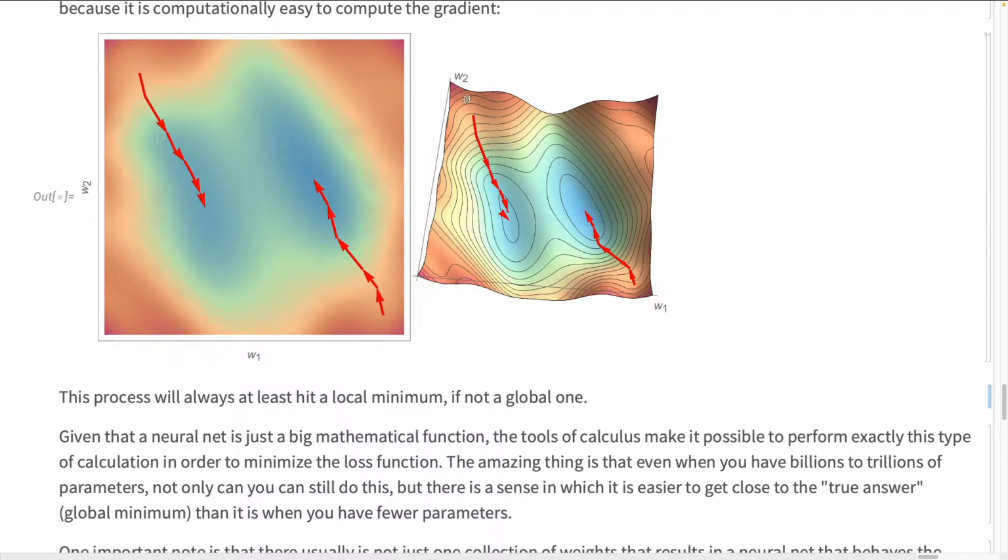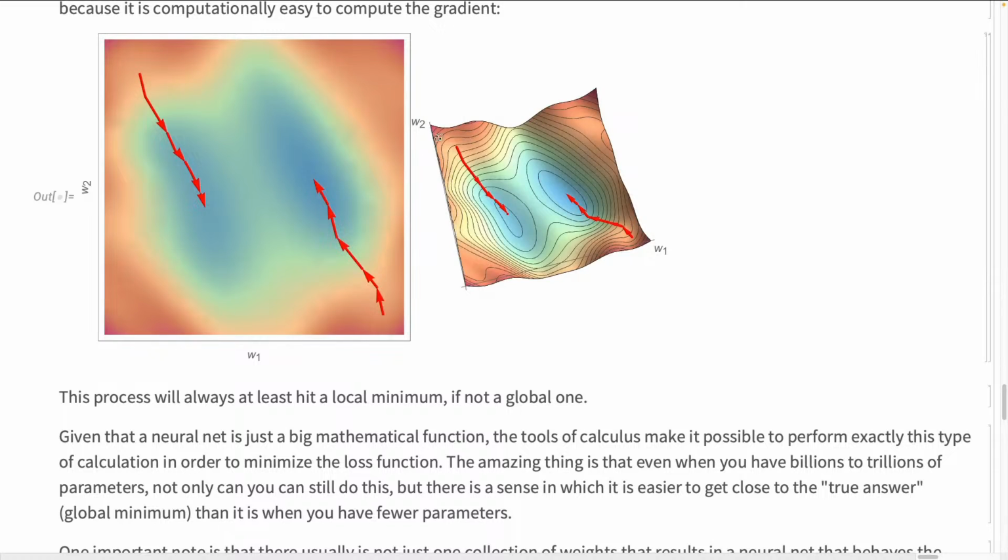You could imagine that over here, if you take another path around outside this curve, maybe there's a really steep hole over here that you don't reach by this method, but you will at least reach a local minimum.